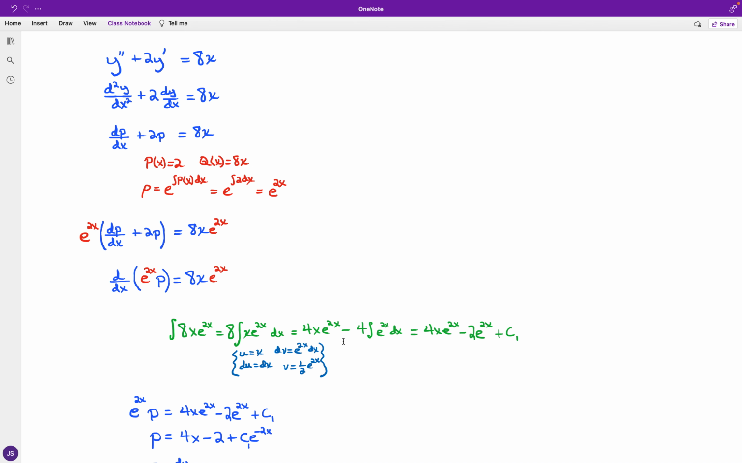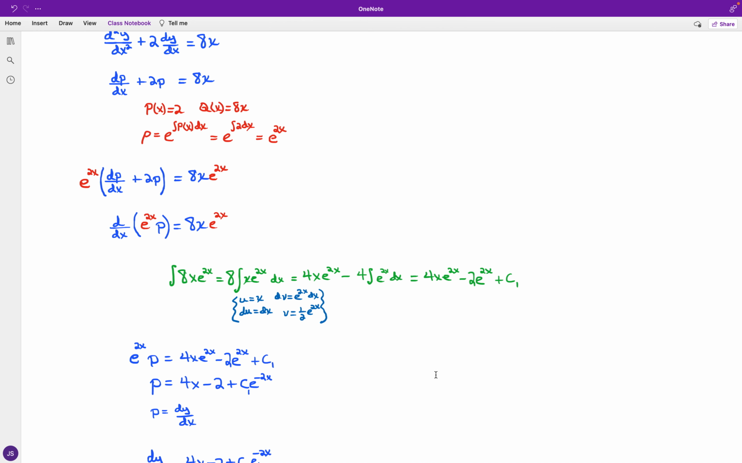And so we have 4x e to the 2x, and for the antiderivative of e to the 2x dx, we have again 1/2 of e to the 2x, and negative 4 times that lands at negative 2e to the 2x. So the result here is going to be that which we have the freed up e to the 2x p set equal. And isolating the variable p, we have division by e to the 2x, where we have 4x minus 2 plus c sub 1 e to the negative 2x.